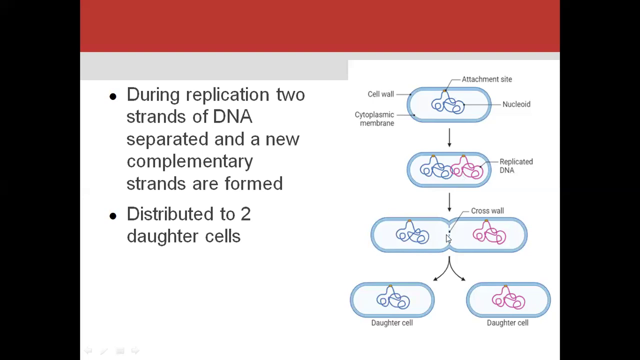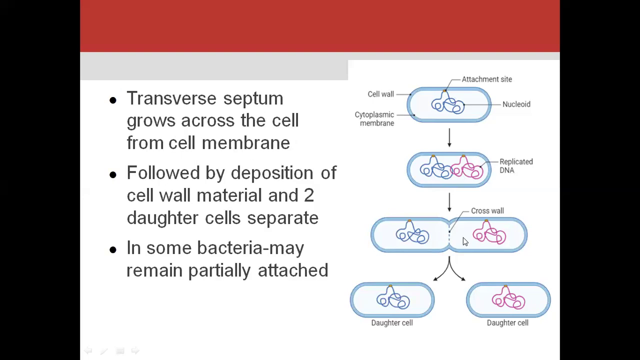These are distributed into the two daughter cells, and a transverse septum is grown in the middle of the cell. The transverse septum starts growing from the cell membrane, and the cell wall, cytoplasm and cytoplasmic contents are equally distributed between the two daughter cells. And finally, these two daughter cells are separated. So this process is called binary fission.